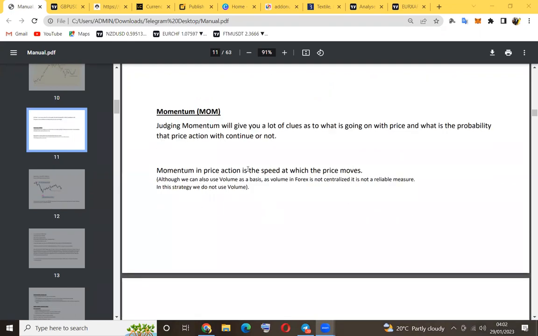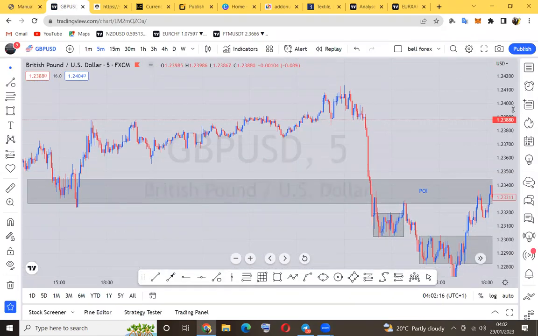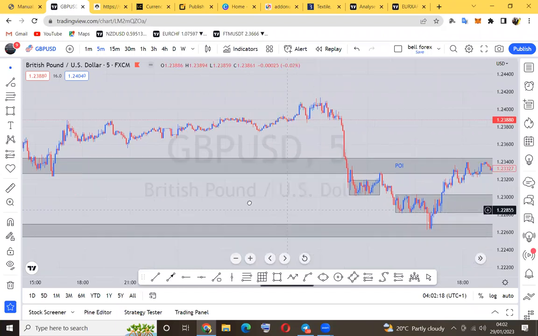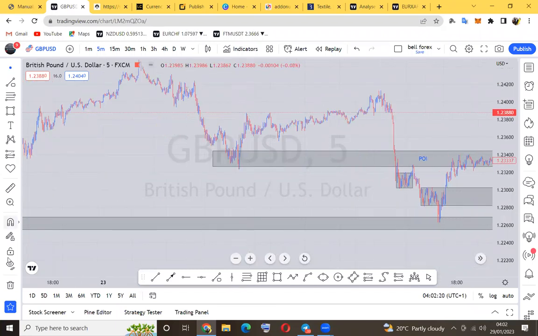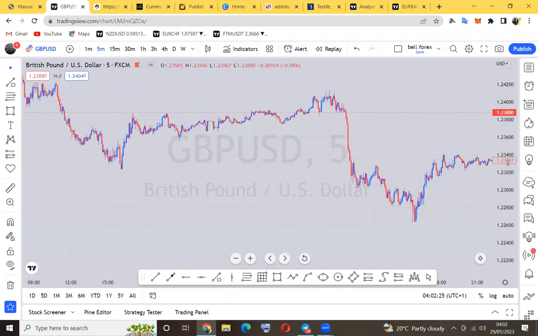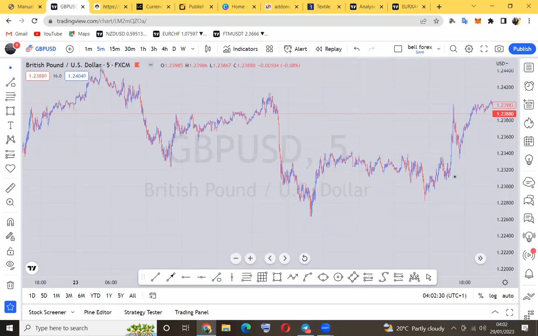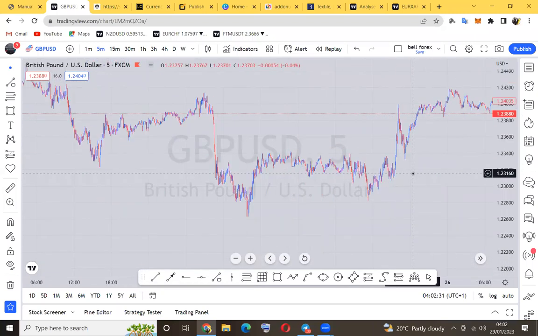Momentum in price action is the speed at which price moved. You can identify the speed at which price moved based on the candles that you have. And so many points where we have a huge momentum is exactly where some banks may have executed their trade.